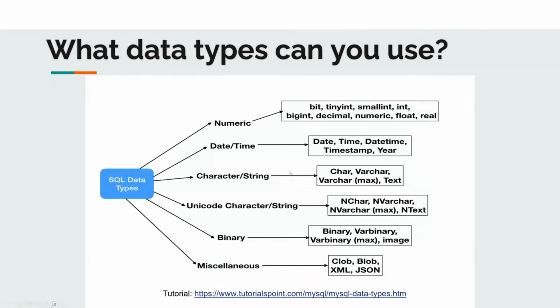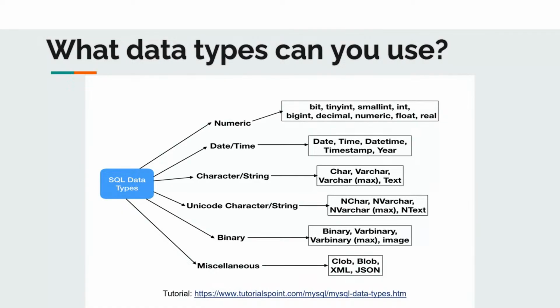Then your character and string values are character, variable character, and text. For variable character, you can define how long you want those to be. For a character, say you have a state, and all those have state abbreviations, which all have 2 characters. You can define that as a character 2, and then store Iowa, Nebraska, Nevada, Texas. You can store all those states.